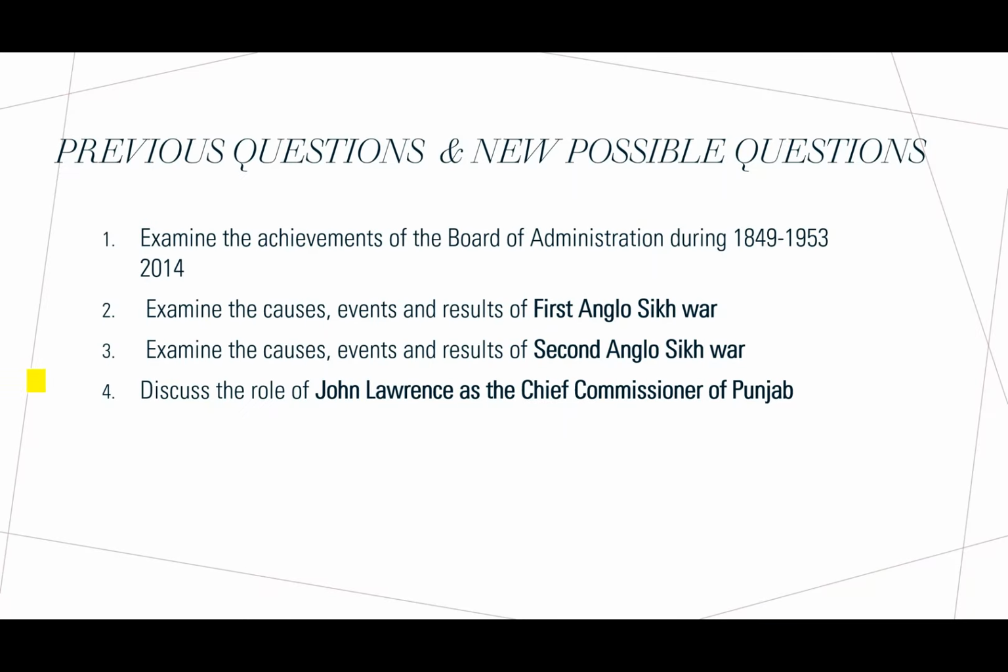Right. See, the last I could find was in 2014. They've asked about the achievements of the Board of Administration from 1849 to 53. Now, the question which I am thinking is a possible question: they may ask you the causes, events, and results of the First Anglo-Sikh War, the causes, events, and results of the Second Anglo-Sikh War, and then discuss the role of John Lawrence as the Chief Commissioner of Punjab, and what important administrative things he did during his Chief Commissionership of Punjab. So this is from Unit 1.